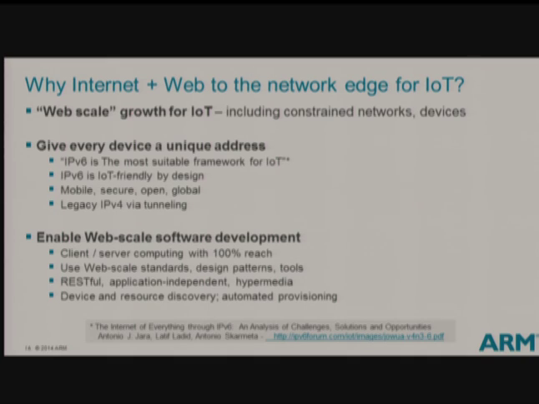I mean, V6 was really intended for mobility. It has a lot of features in there that make mobility possible. It's mobile, it's secure, it's open, it's global. And if you're worried about V4, of course, you can just tunnel it. So using IP for IoT is just a slam dunk. It's the right way to do it. Now, we can also make it web-enabled. In other words, we want this web-scale development. That's the client-server computing with 100% reach thing. So we want to use web-scale standards and design patterns and tools with a RESTful application interface.